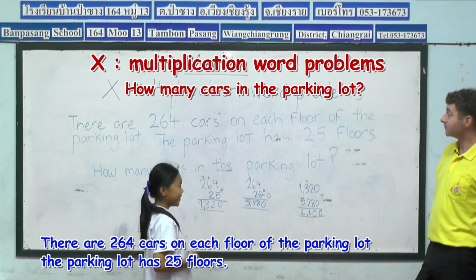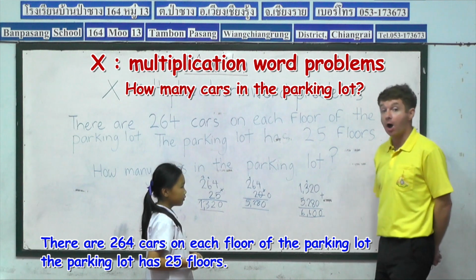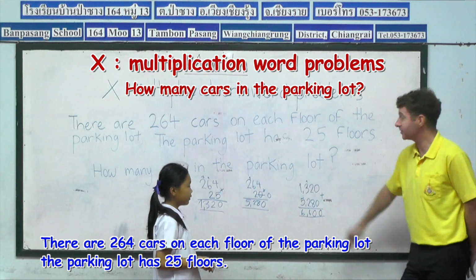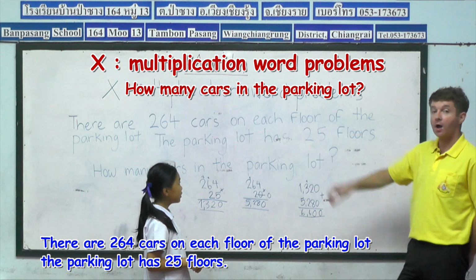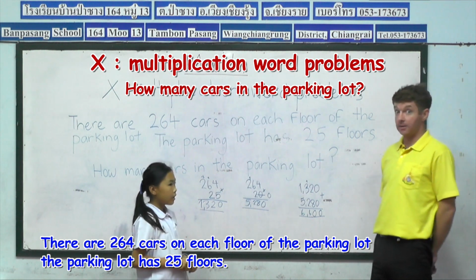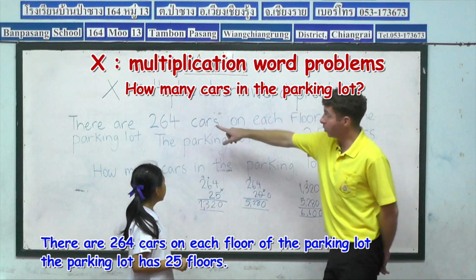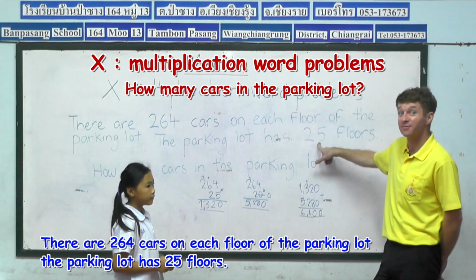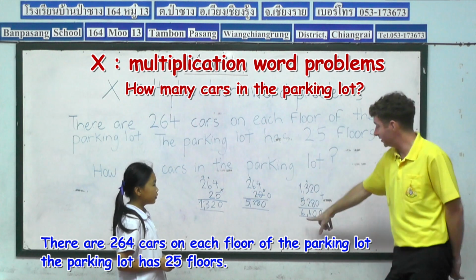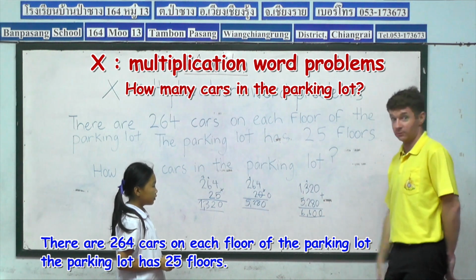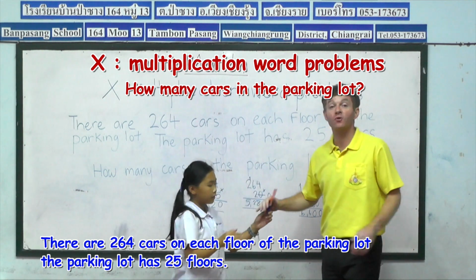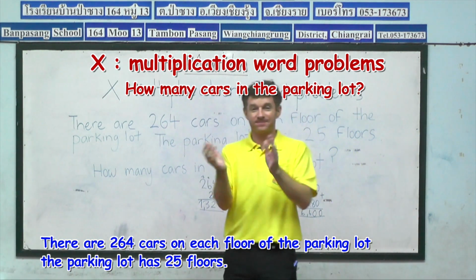6,600. So we can say there are 6,600 cars in the parking lot. 264 on each floor, but there are 25 floors. So in total, 6,600. Nadia, that was brilliant. High five. Big round of applause for Nadia, please, guys.